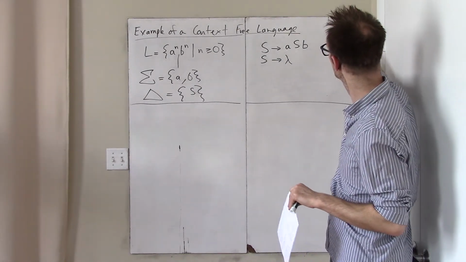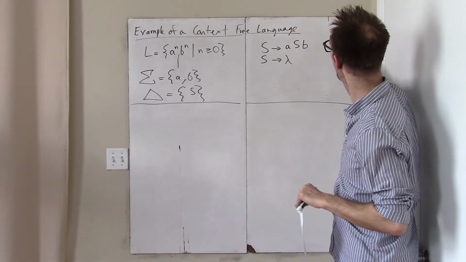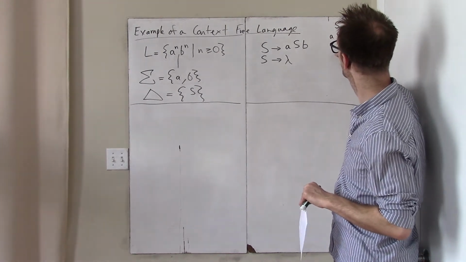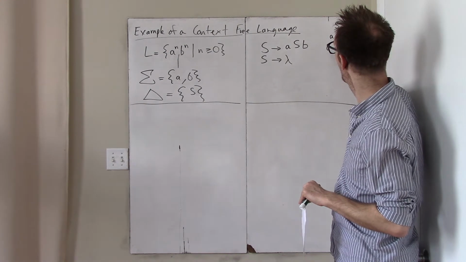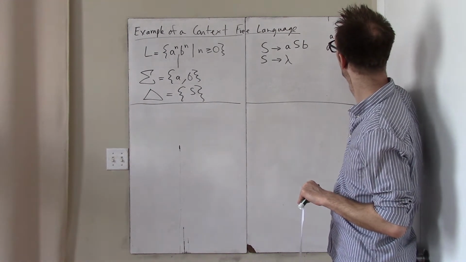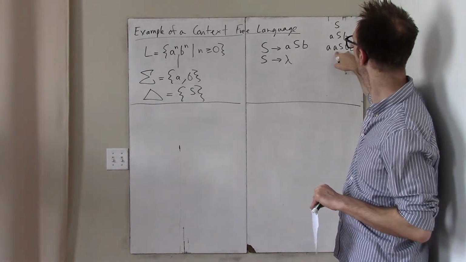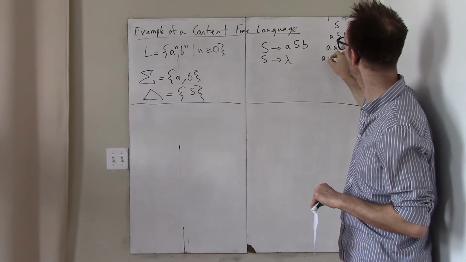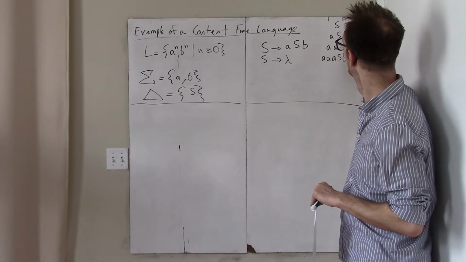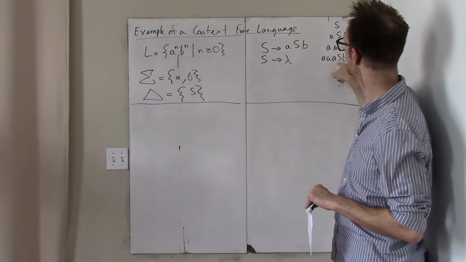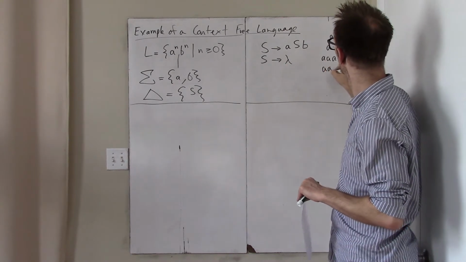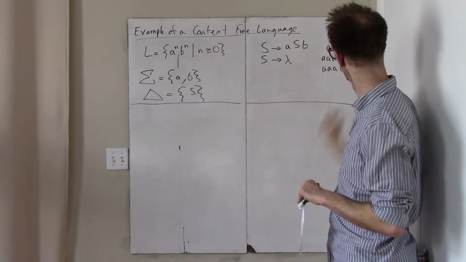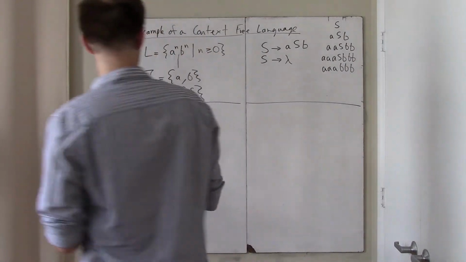You start with your start symbol, you replace it with ASB, then you replace S with ASB, boom, boom, then you replace S with ASB, then you replace S with the null string, and done. Alright, so that's kind of nice.